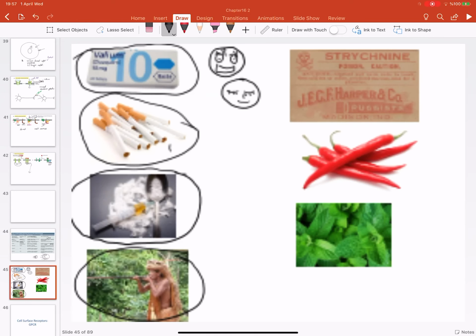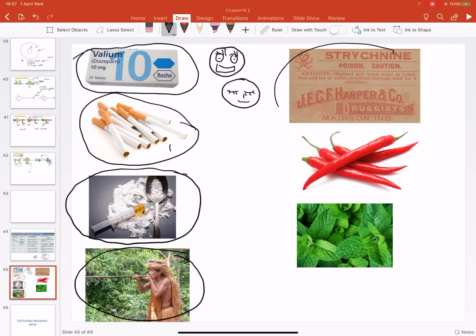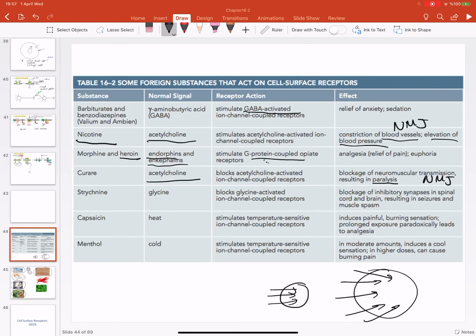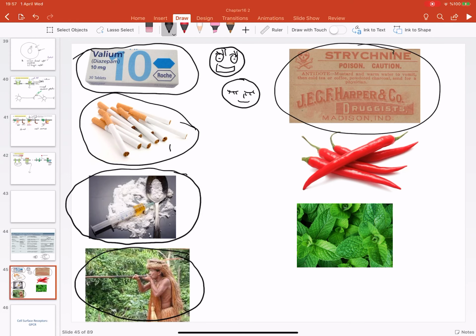Another thing is strychnine. It was a highly used poison. Now it's forbidden. We don't use it against rats anymore. Strychnine mimics glycine, and normally, glycine is another inhibitory neurotransmitter acting on ion channel coupled receptors. When strychnine blocks these inhibitory synapses, it does just the opposite of curare. So these two are opposites. Here it creates paralysis, and here it creates seizures.